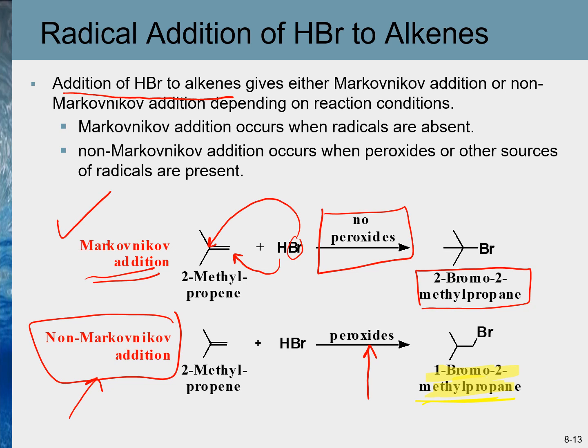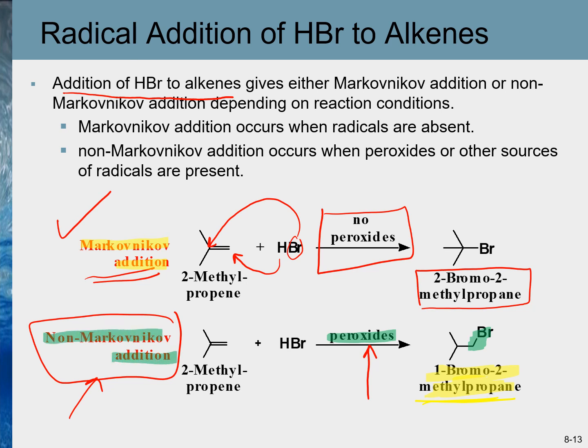For example, if we want to produce a more substituted halogen addition product, then we will conduct the HBr addition in absence of peroxide, and that reaction will give us a normal Markovnikov's addition. However, if we want to produce a product in which the halogen or the bromo substituent is present at the less substituted position, then we will conduct the same reaction in presence of peroxide. That reaction will give us a non-Markovnikov's addition.